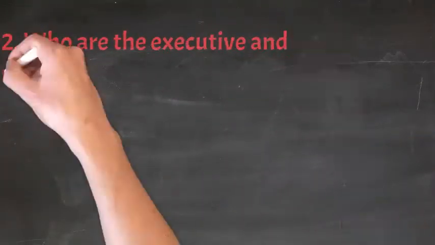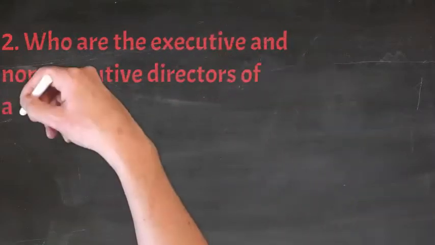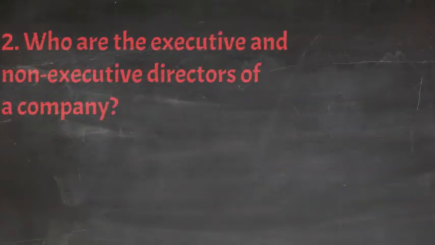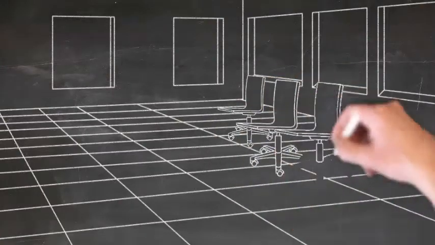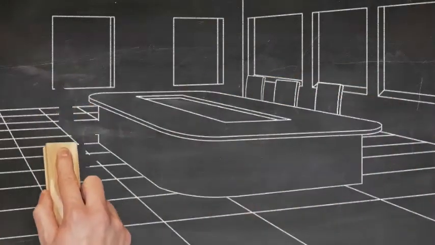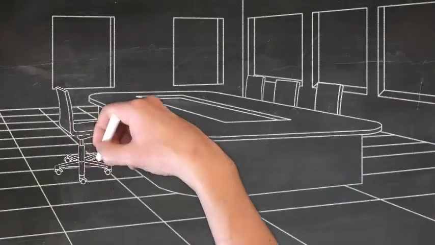Who are the executive and non-executive directors of a company? The executive directors are the leaders at the helm of a company. The executive directors sit on a board with other directors, and together they make decisions on how to run the company.